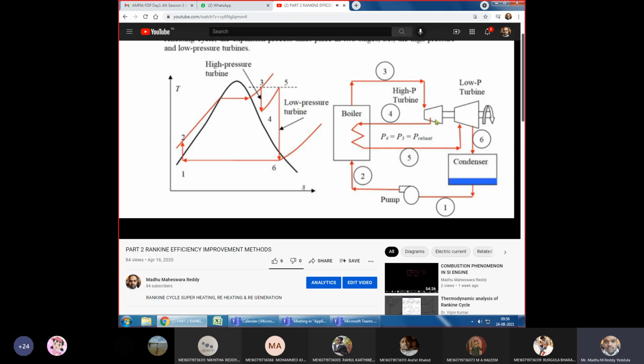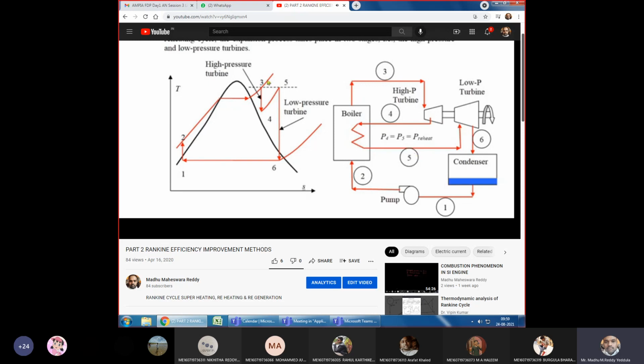By maintaining the pressure constant. Got it? Maybe pressure drop is taking place from 3 to 4, but from 4 to 5 we are maintaining the pressure constant, but increasing the temperature to the original temperature at which the steam entered the high pressure turbine. Means again, while passing through the superheater, or we can call it the reheater, the steam temperature is increased.